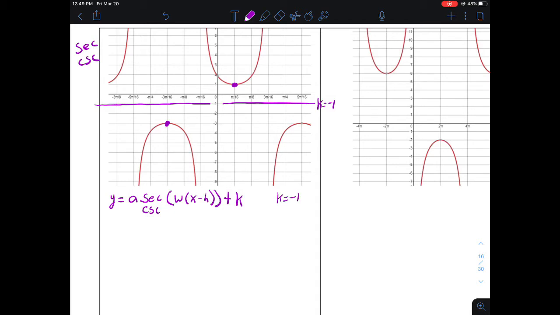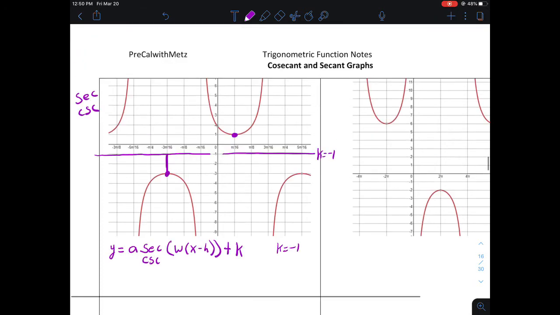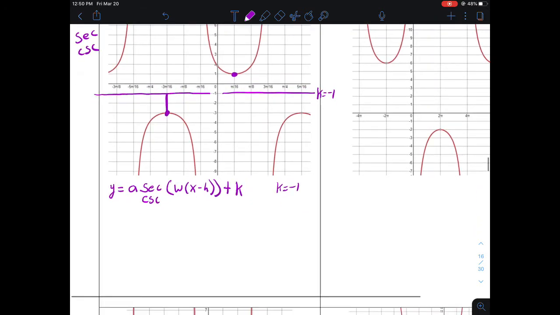Now I would find my a, which would be the amplitude if it was sine or cosine, but that's going to be how far away from that midline that we just drew is it to get to one of those relative extrema. And it winds up being 2 units to get from that midline to one of those relative extrema. So I'm going to say a equals 2.